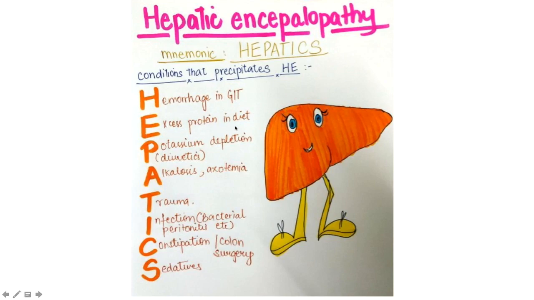Okay, excess protein in the diet, potassium depletion, restricted diuretics, specifically furosemide and hydrochlorothiazide, alkalosis or azotemia, yes, even that can precipitate encephalopathy. Trauma, infection in the way of bacterial peritonitis, which is common, especially in patients who have cirrhosis, and complicates ascites in that clinical situation, constipation or colon surgery, and sedatives, especially injudicious use of sedatives, right?